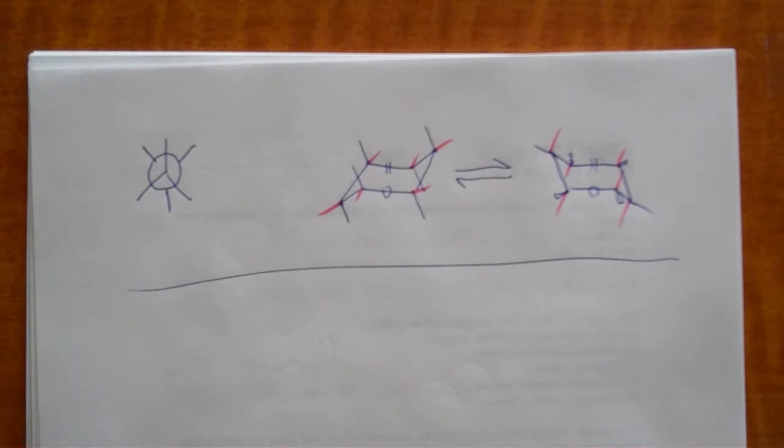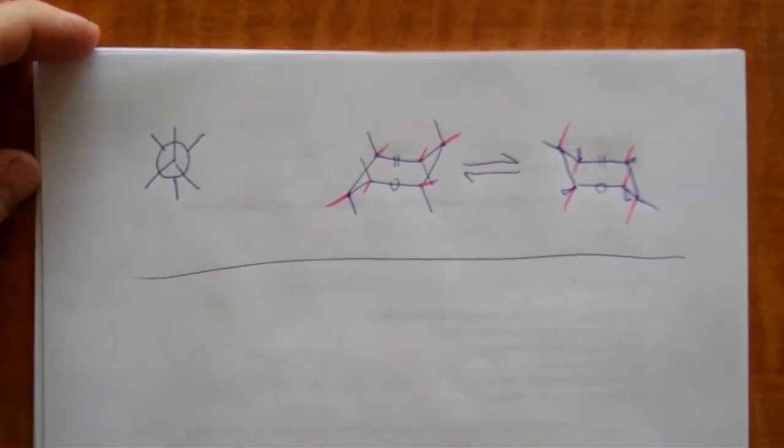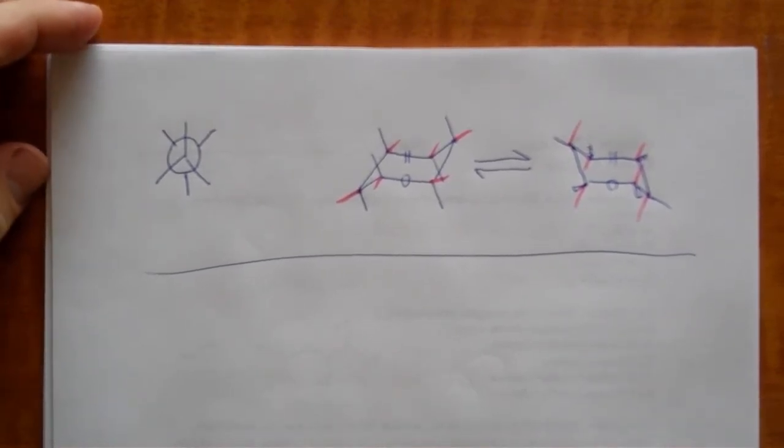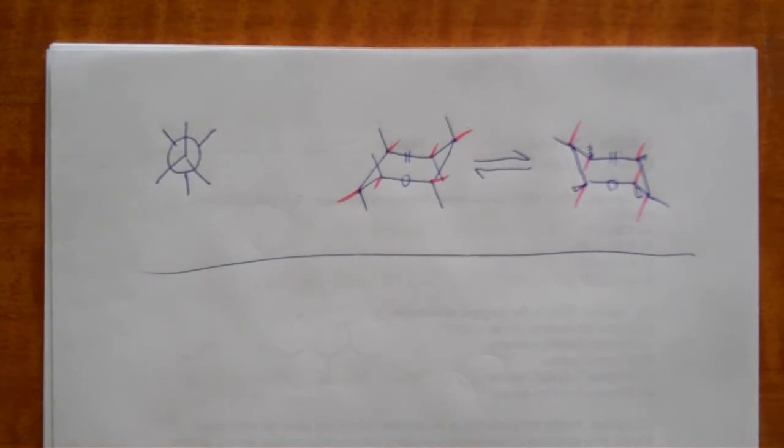Okay, so that's objective number 1, and that is drawing things in the axial and equatorial positions, or recognizing them as such. If this looks easy, you may be in for a surprise. It may be more difficult than it looks. If it looks difficult, then I would say the same thing.